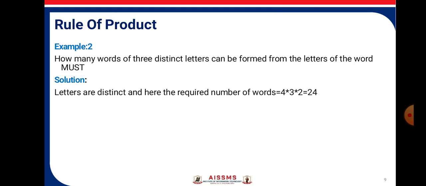Consider one more example. How many words of 3 distinct letters can be formed from the letters of the word MUST? So, letters are distinct and here the required number of words is 4 into 3 into 2, that is 24.